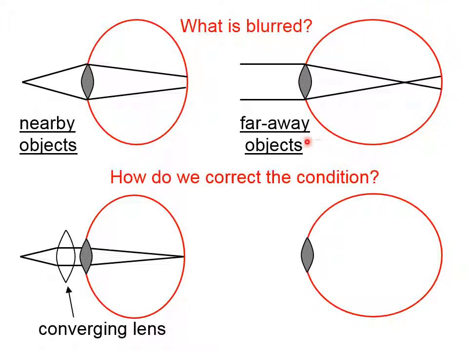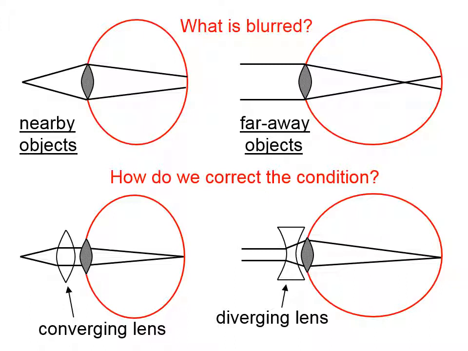If you look in the upper right corner here, you can see that this person will need help seeing a faraway object by actually spreading these light rays out somewhat. So people who are nearsighted need diverging lenses. That is, ones that are thicker on the edges than at the center.